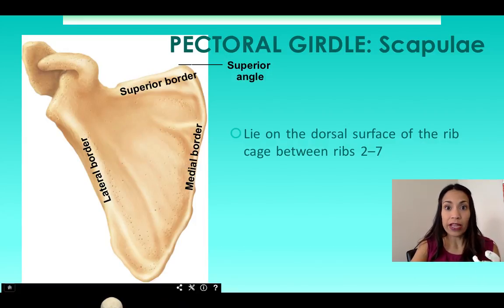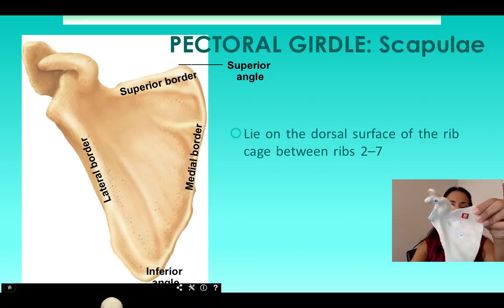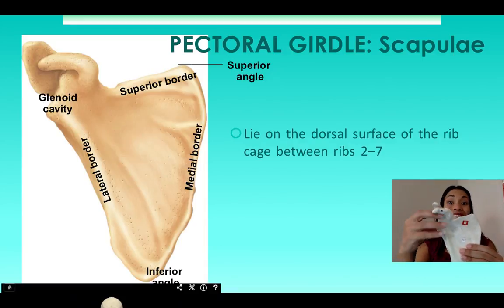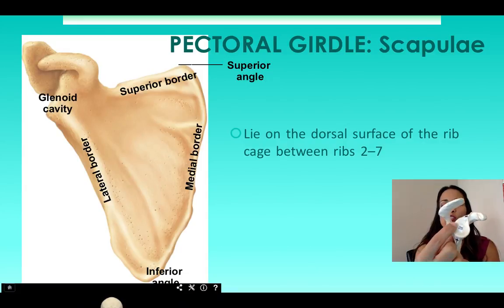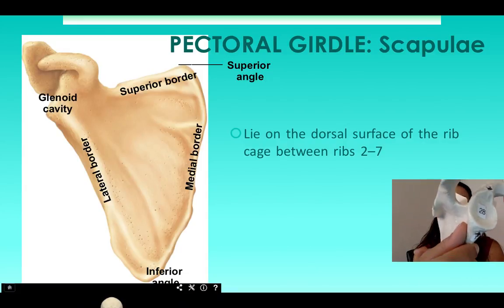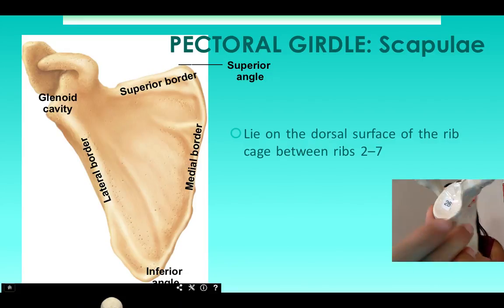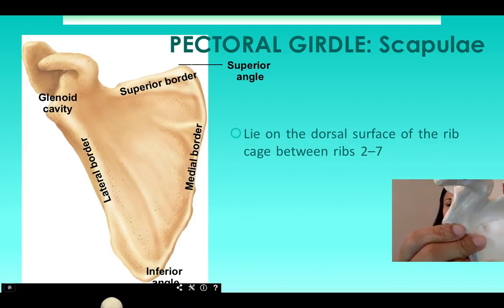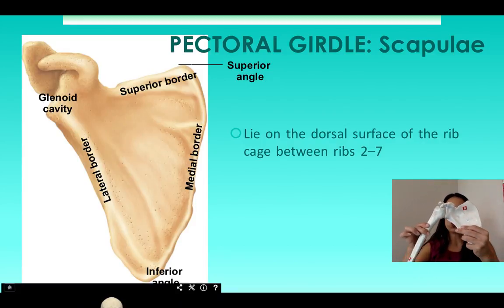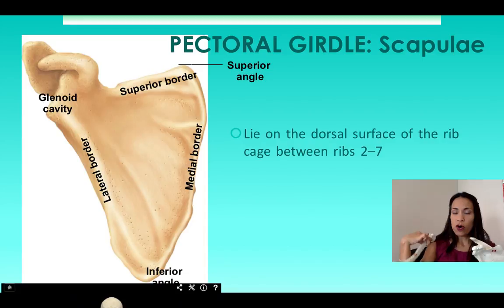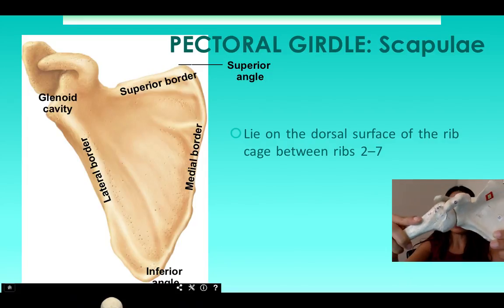Any triangle has three angles too. So we're going to describe the superior angle, the inferior angle, and the lateral angle. In the lateral angle is where we're going to find this cavity, labeled 28. This cavity is called the glenoid cavity. Look how shallow it is. This is the socket that articulates with the humerus, which is the bone of your arm. So it receives the head of the humerus to form the shoulder joint.